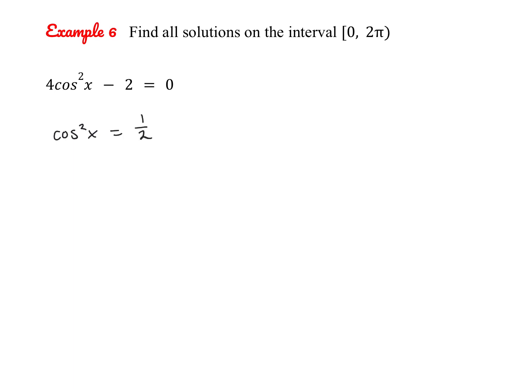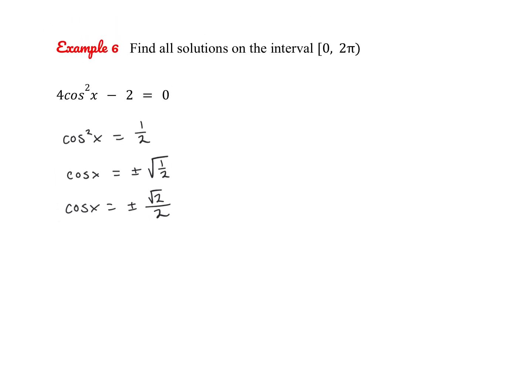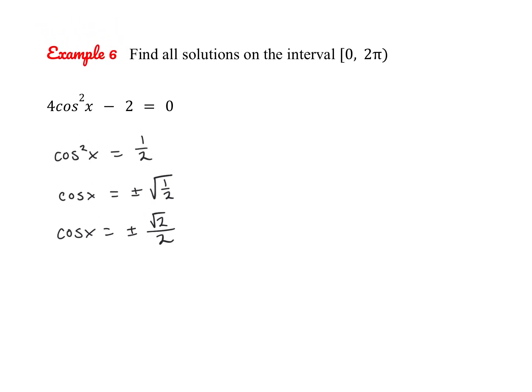And then here we actually can take the plus or minus square root of both sides. Square root of 1/2. So this is the plus or minus root 2 over 2. And again, don't forget that plus or minus. So from here, we can really just finish solving kind of just using logic.